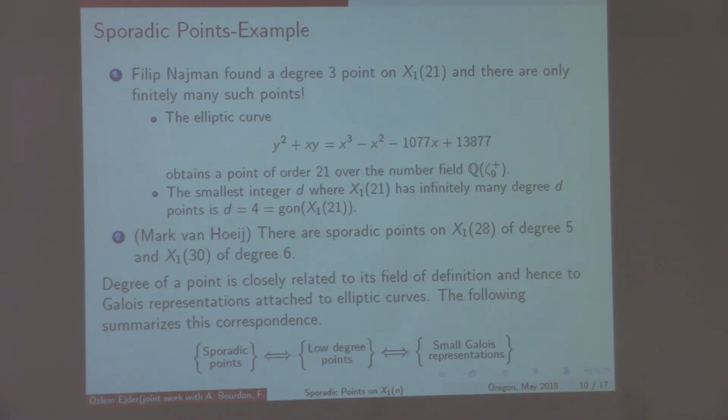So that takes us to Galois representations. So the connection is that if you're looking at a sporadic point, that just means that on X_1(n), you get a really low degree, unusually low degree point. And that just gives you an unusually small Galois representation. So one way to understand that is then looking at the Galois representations of elliptic curves. And that's what we're going to do now.